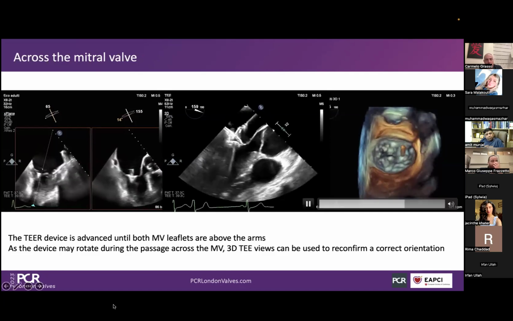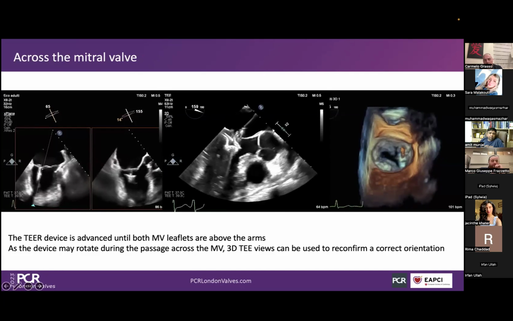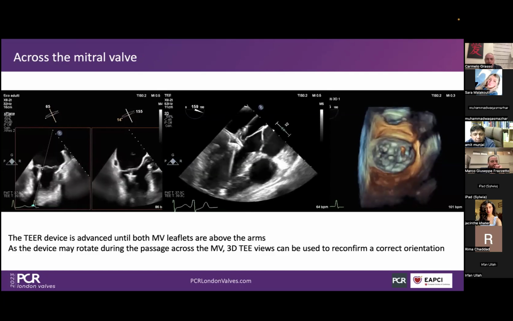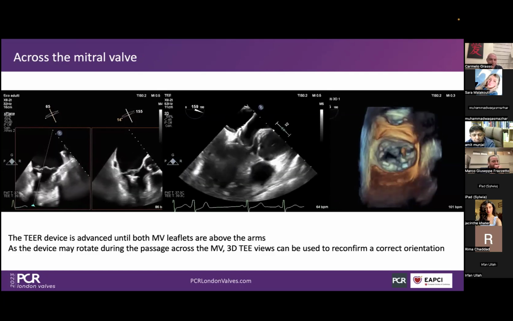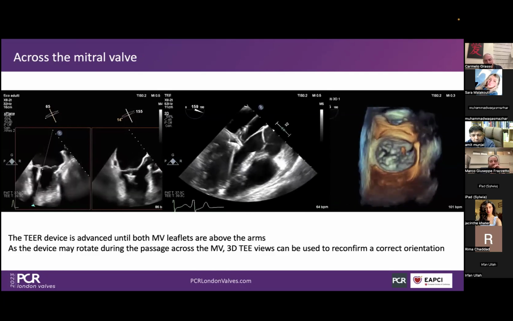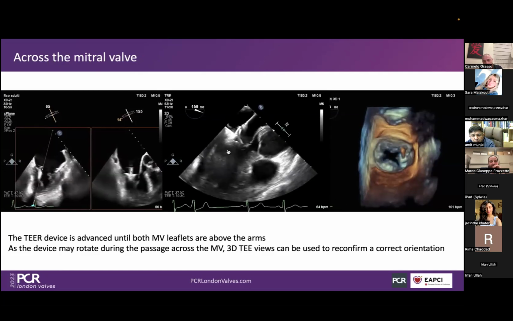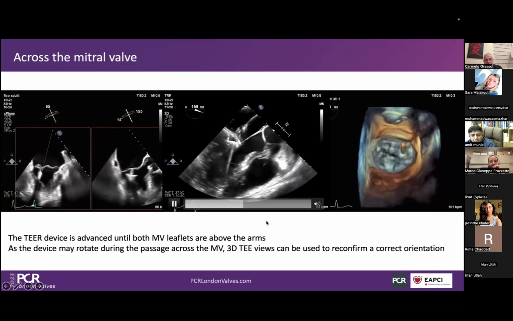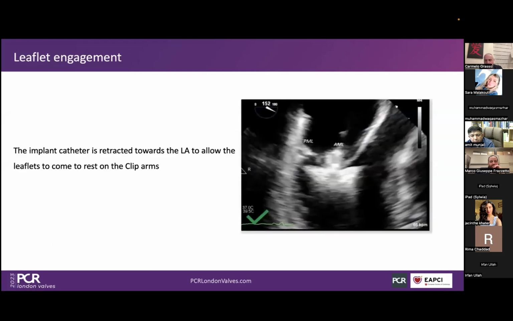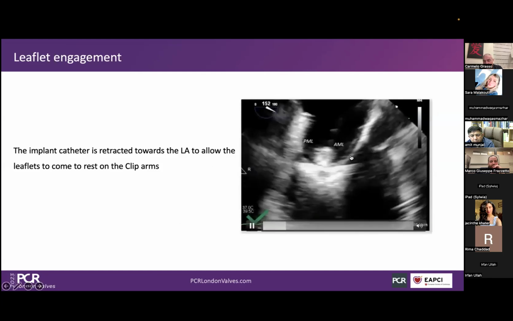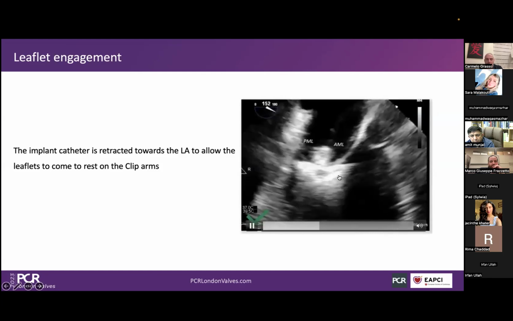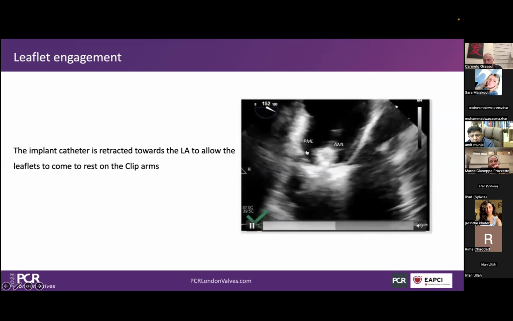Once we are into the ventricle, you have to prepare for the grasping or for the clasping, as if you are using the clip or the Pascal device. That means that you have to be just below the mitral leaflet. You have to be oriented, and then you have to start to pull the device toward the left atrium. As you can see, you have to see that both the leaflets are very well accommodated on the arms of the clip of the system.